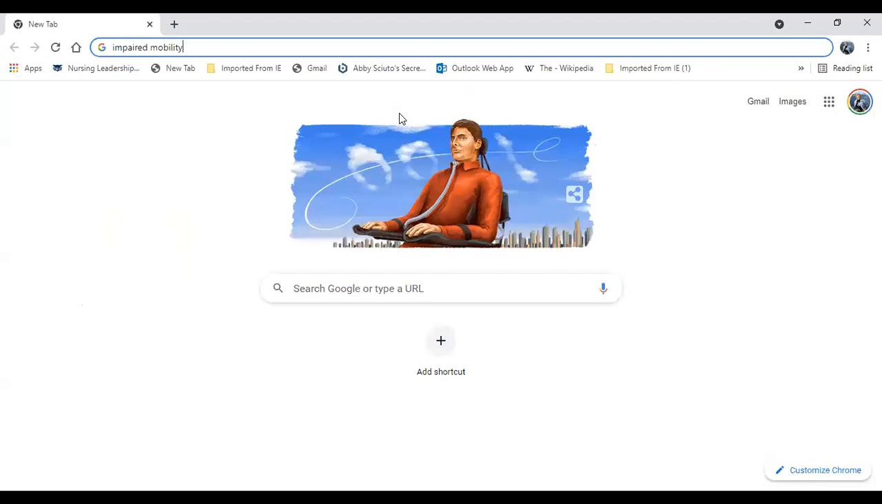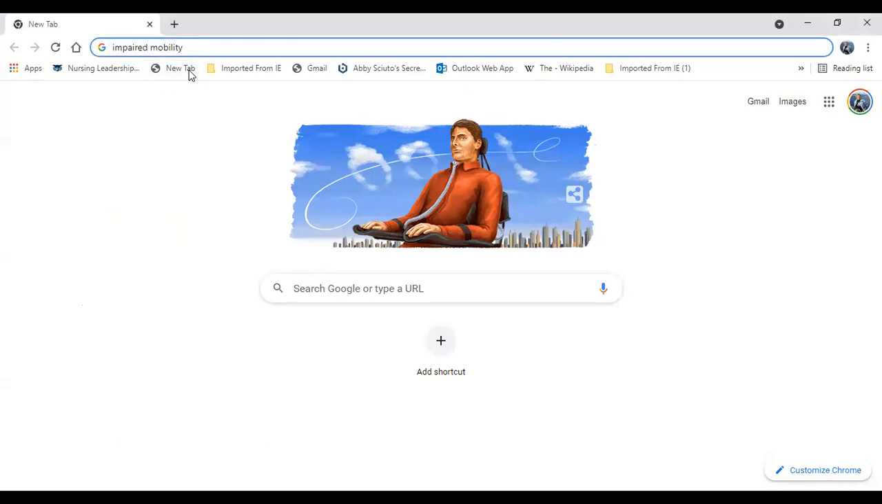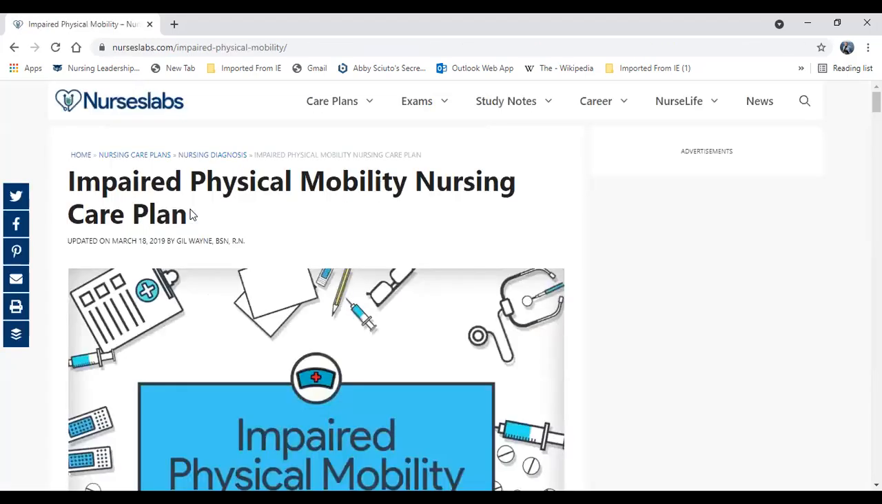So I just typed impaired mobility into my browser and I'm going to hit search. Can you guys see my Google page? Yes. I like to use nurseslabs.com. It's a real easy place to go. So if you click on Nurses Labs, you see it there. It's on my Google screen. You see it says impaired physical mobility nursing care plan. So that's going to take me right to the care plan. And there it is. Can you see it?